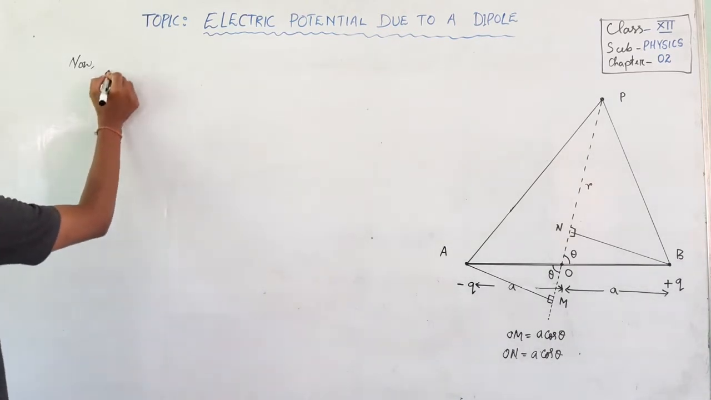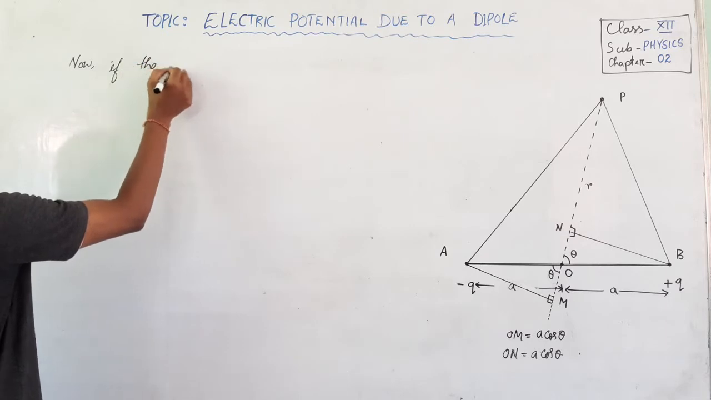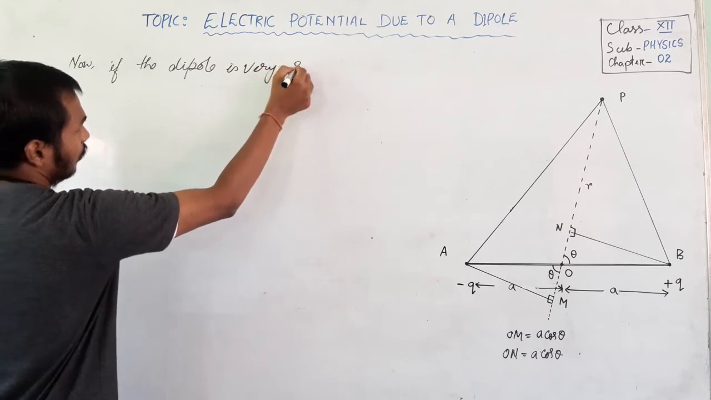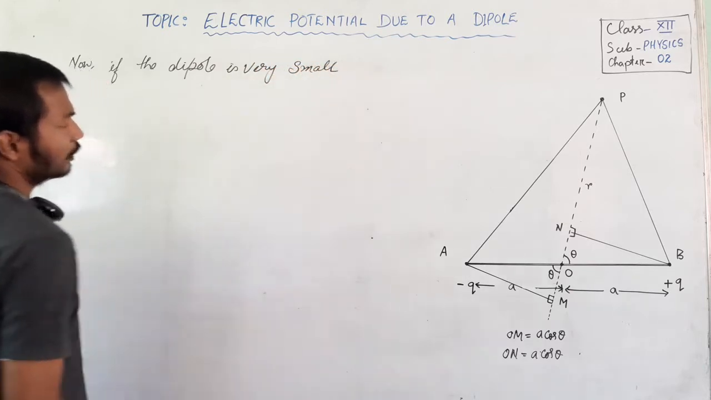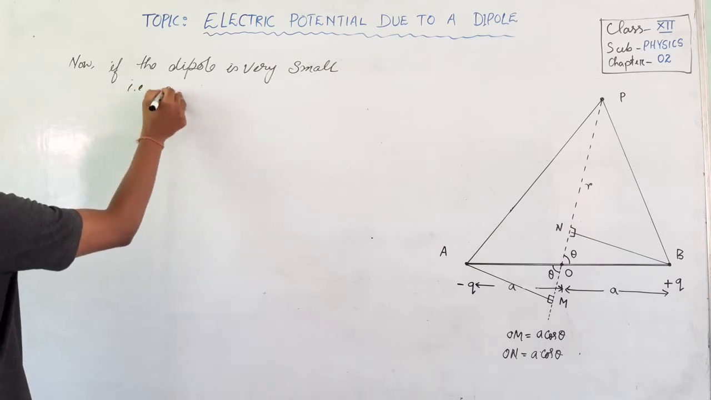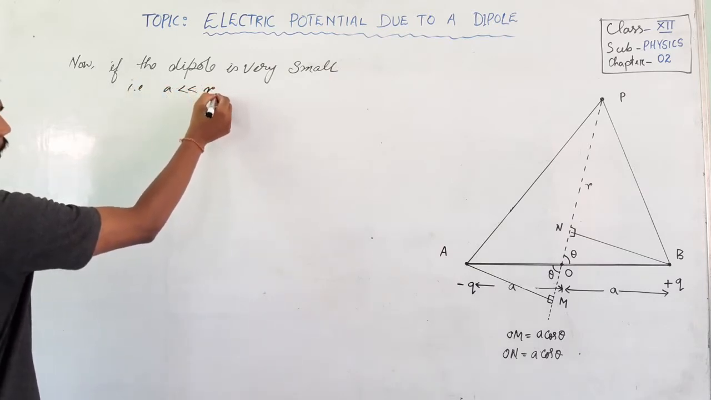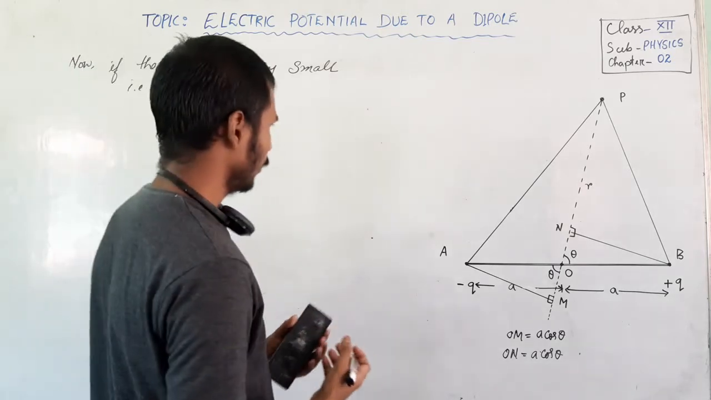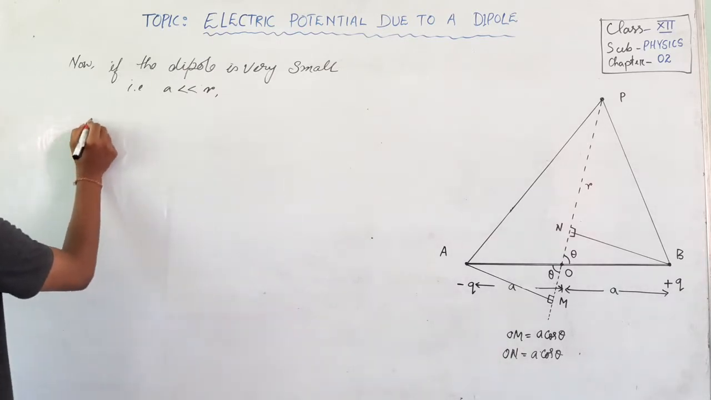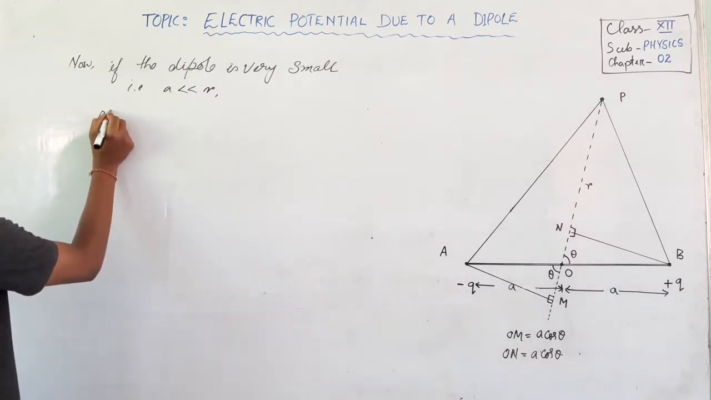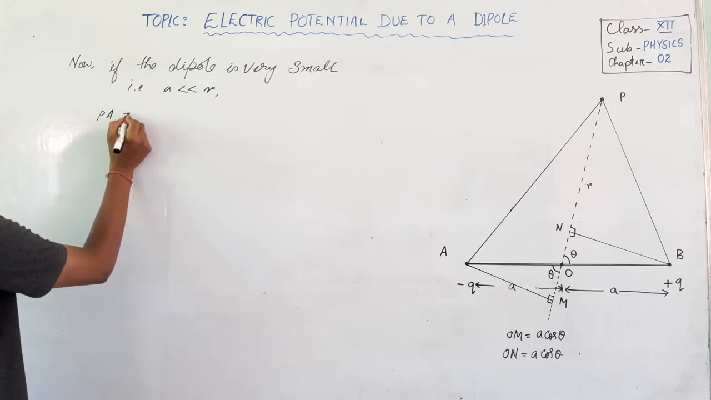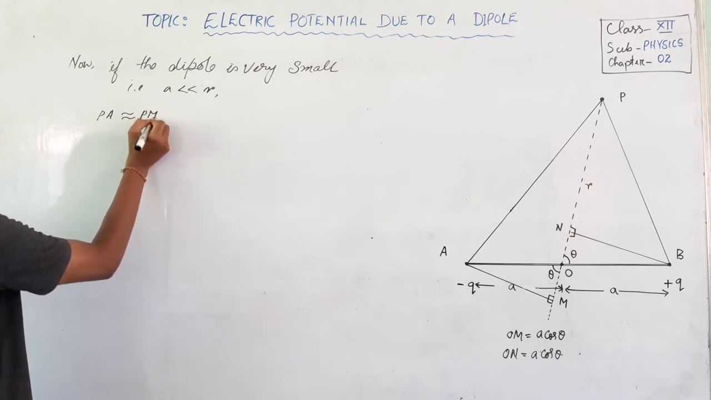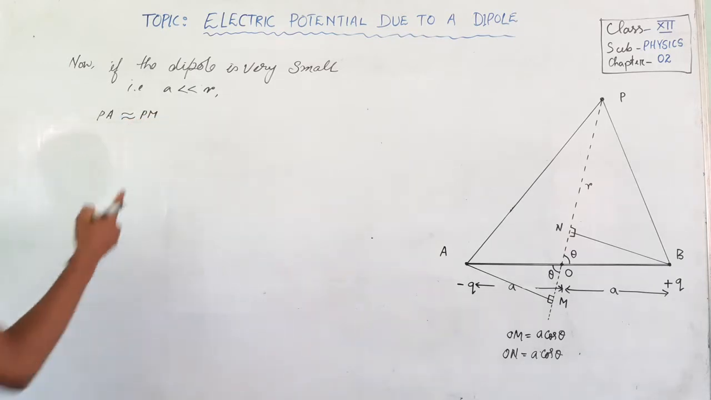Now, if the dipole is very small, that is A is very less than R, so we're going to have PA similar to PM. Okay, clear? So what is the value of PM?